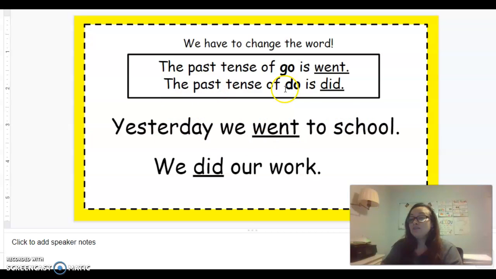So the past tense of do is did. So they already did their work, they're done. We did our work. So remember, we're really looking at go and do this week, but don't forget the words went and did and when we use them. Look at the present tense and the past tense.